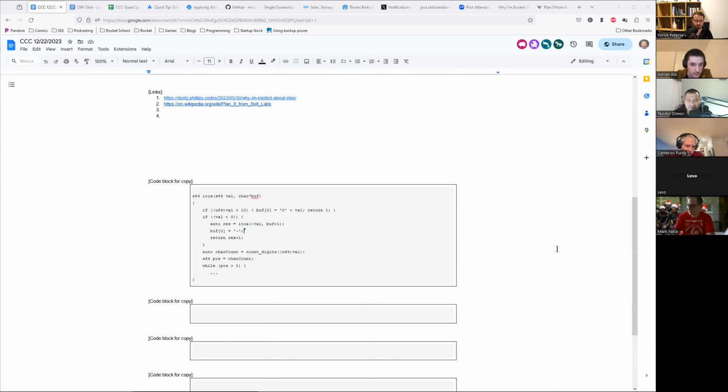Yes. Okay. So ASCII print. Okay. So if you look at buff[0] equals -1 or minus, yes.